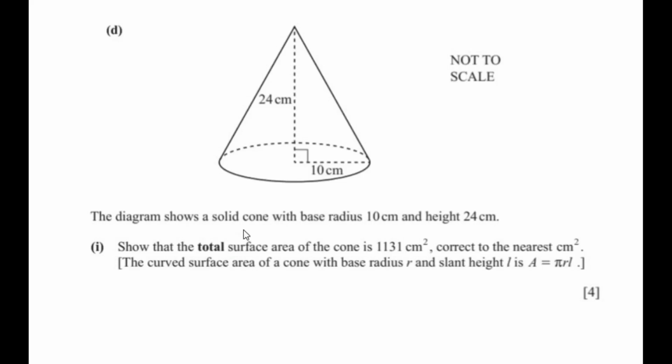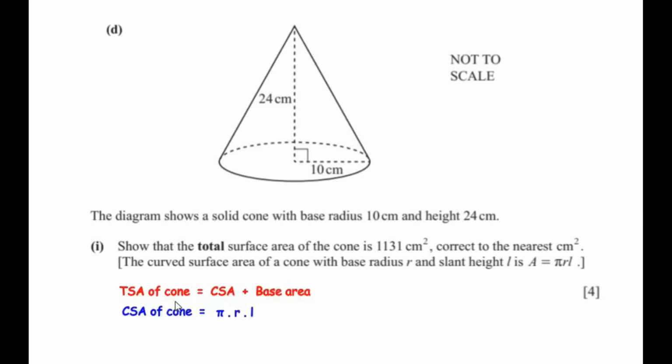The diagram shows a solid cone with base radius 10 cm and height 24 cm. Show that the total surface area of the cone is 1131 square centimeters, correct to the nearest square centimeter, and the formula for curved surface area of cone is given, that is pi r L. Now here let us find out the formula for total surface area of a cone. The total surface area of a cone is the sum of the curved surface area and the base area, which is a circle.